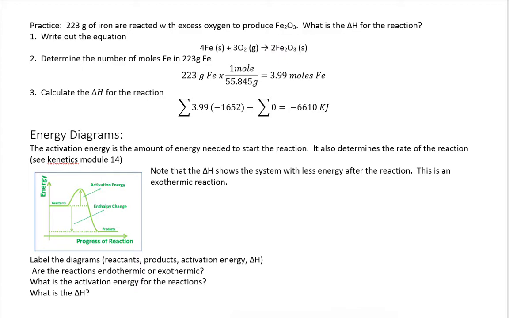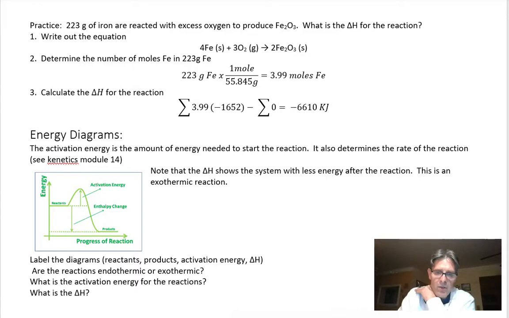All right, hopefully that was a good review for you so that you are comfortable now calculating change in enthalpy, both with calorimetry as well as delta H of formation numbers. Now let's look at some energy diagrams, and then we'll move on to a discussion of Gibbs free energy and enthalpy.